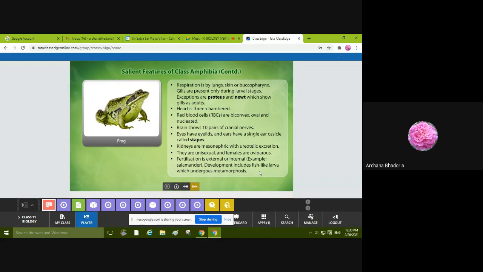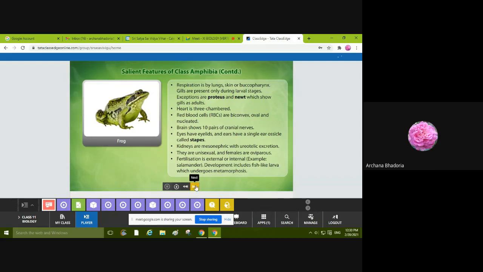Is it clear? So if the egg hatches to give first the larva, then the larva develops further, that is the larval metamorphosis. The larva will metamorphose to give what? Adult. Is it clear? So that is known as what? Indirect development. Clear to everyone? Yes, ma'am.